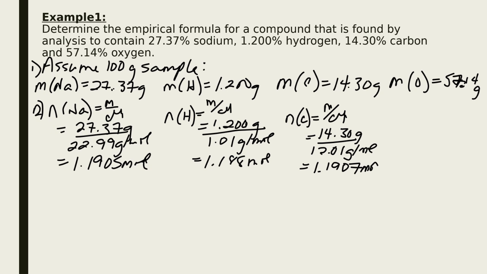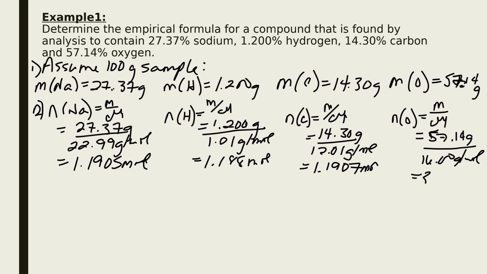And then lastly, let's do the moles of oxygen. So same process, mass over molar mass. Remember, oxygen is not a diatomic here. It's part of a compound. So we just need the true molar mass of oxygen. So 57.14 actual grams over a molar mass of 16 grams per mole. And we end up with 3.5713 moles of oxygen. Okay.